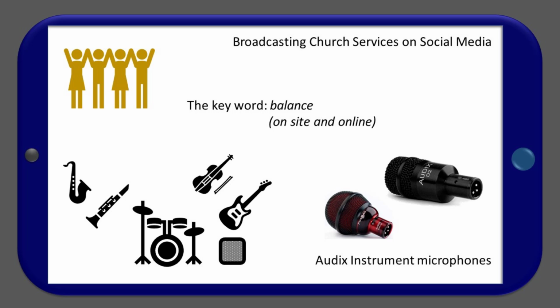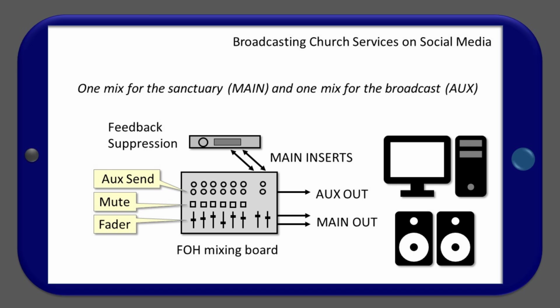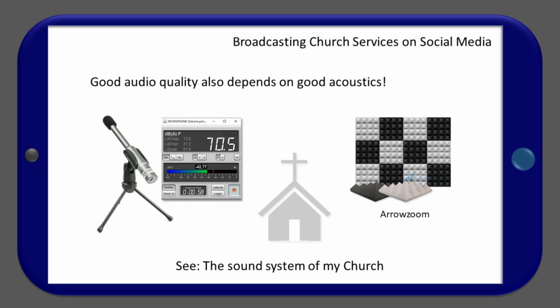Also, this balance is different for the sanctuary and the stream. Then, one mix will be made for the sanctuary, the front of house, using the main output of the board, and a different mix will be made for the broadcast, the stream, using one of the auxiliary outputs or feeds. More details in the lecture, The Sound System of My Church. Good audio quality also depends on good acoustics, also presented in The Sound System of My Church.